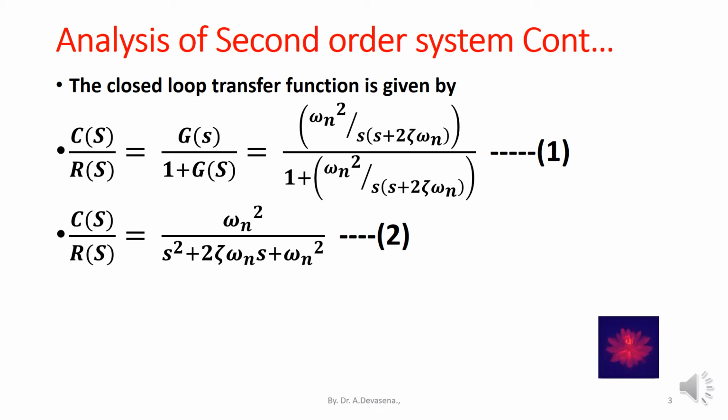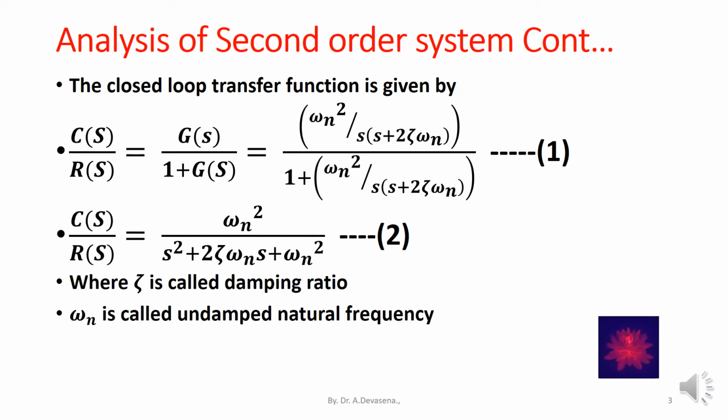Simplifying equation 1, we get C(s) by R(s) is equal to omega n square divided by s square plus 2 zeta omega n s plus omega n square. I have considered this as equation 2, where zeta is called the damping ratio, omega n is called undamped natural frequency, zeta is equal to actual damping divided by critical damping.